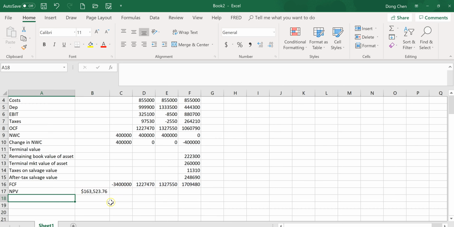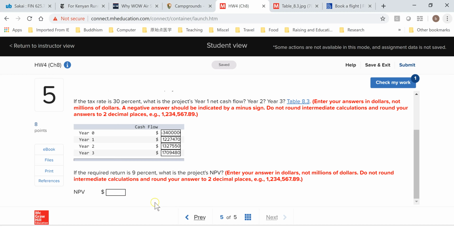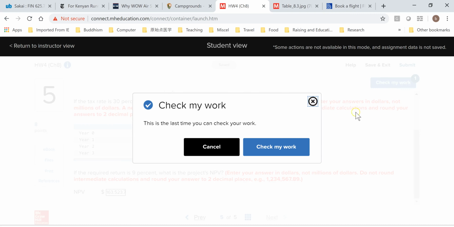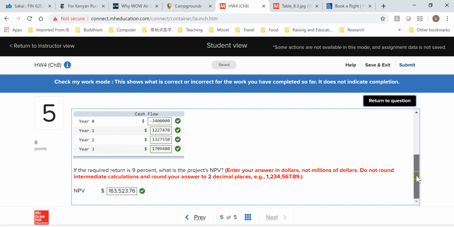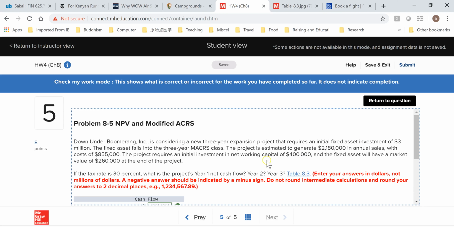Now you see why I said earlier that once you get this NPV, if you copy it, the dollar sign will also be copied. But that's not what you want because Connect already has a dollar sign. So you want to get rid of that dollar sign. You can keep the comma. I think Connect recognizes the comma, but not the dollar sign. So be super careful. Okay, now let me check my work. Seems that we have done this question correctly.